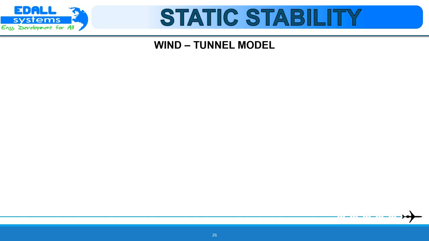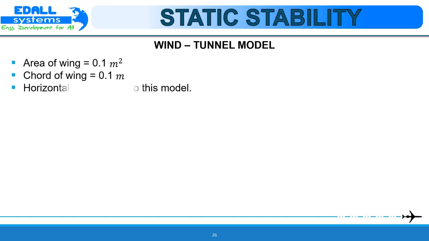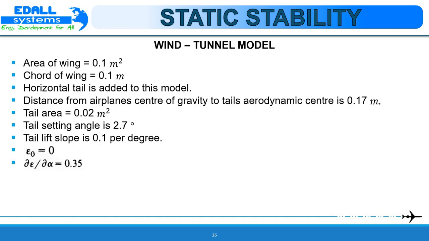Wind tunnel model. We will be using this wind tunnel model, which is a wing-body model. The area and the chord of the wing are 0.1 meter square and 0.1 meter respectively.